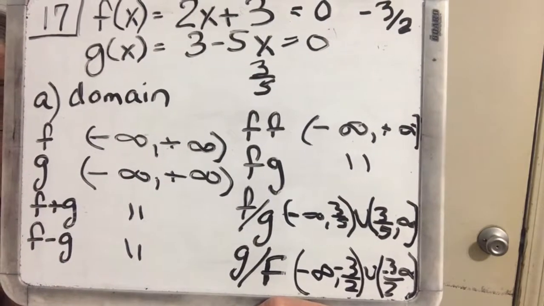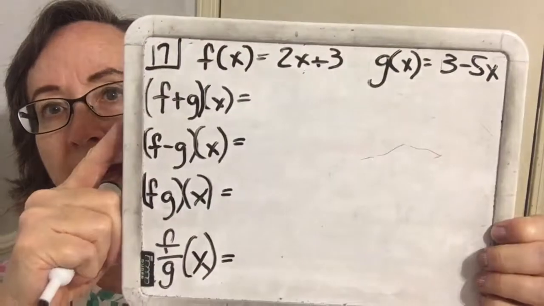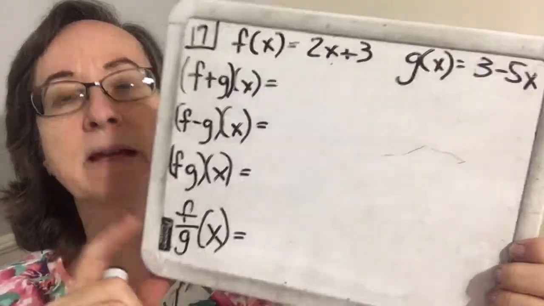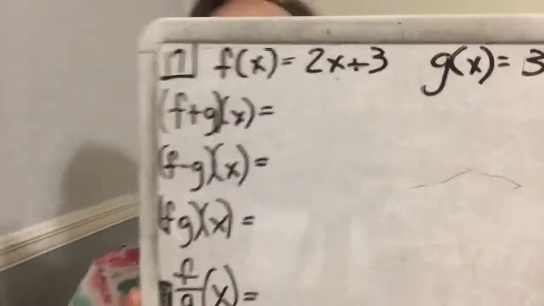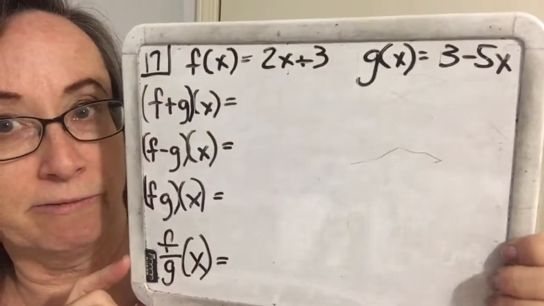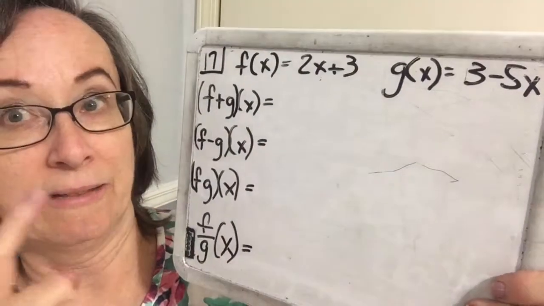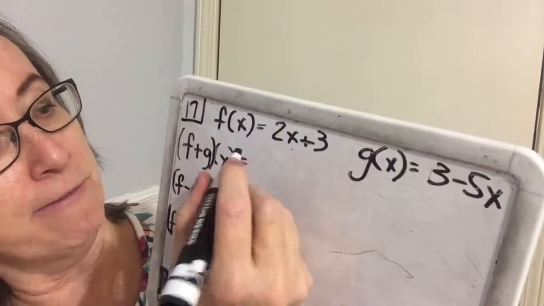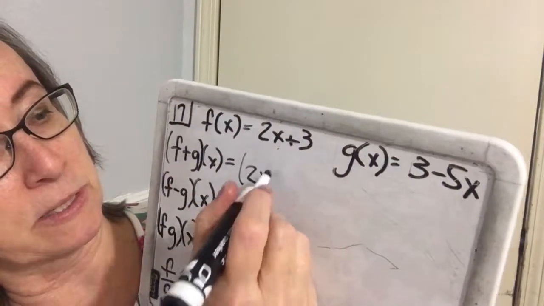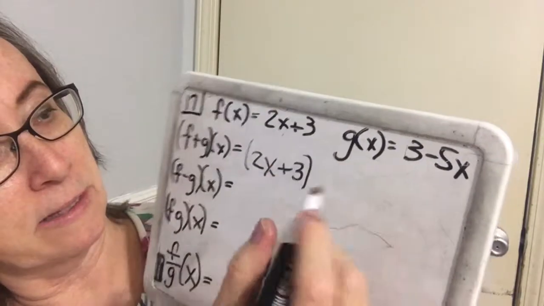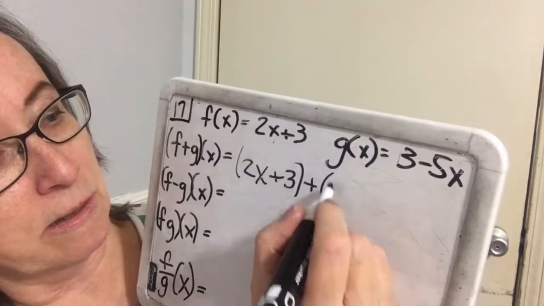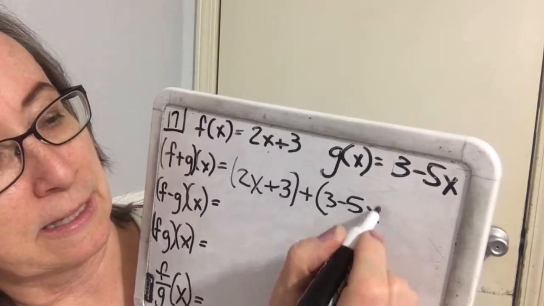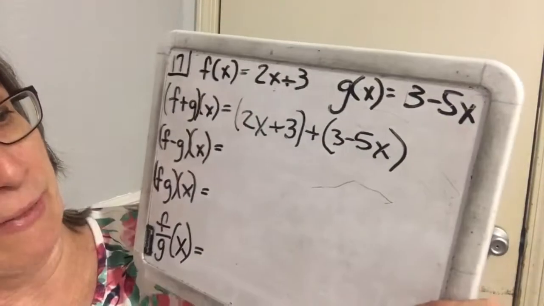So those are your domains. Now we're going to take the same functions and add them, subtract them, multiply them, and divide them. Unlike problems 2, 3, and 5, we're going to find the sum of x, which means we have to take each function, the f function, which is 2x plus 3, and the g function, which is 3 minus 5x, and add those together.